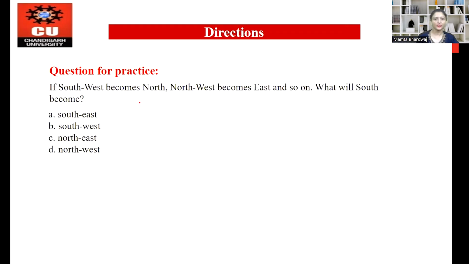So do a question. If southwest becomes north, northwest becomes east, and so on, what will south become? So in the actual map, we know that this is north, south, east, and west. Southwest becomes north. South and west. It means this becomes north. So opposite of north is south. And on the left hand side of north is east.